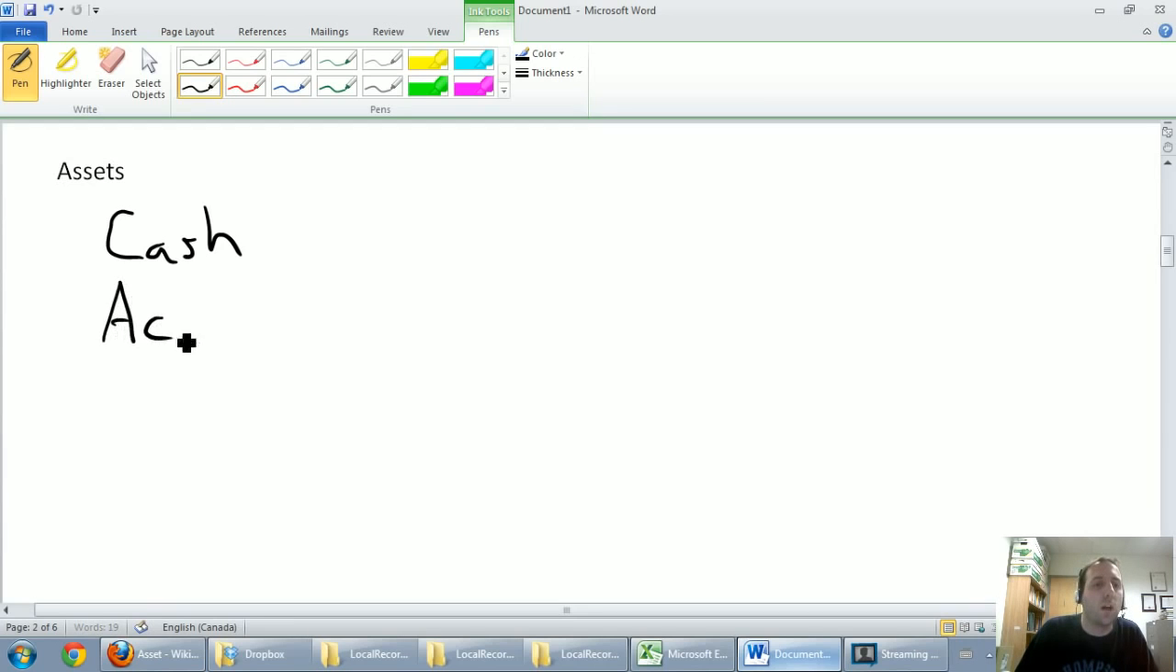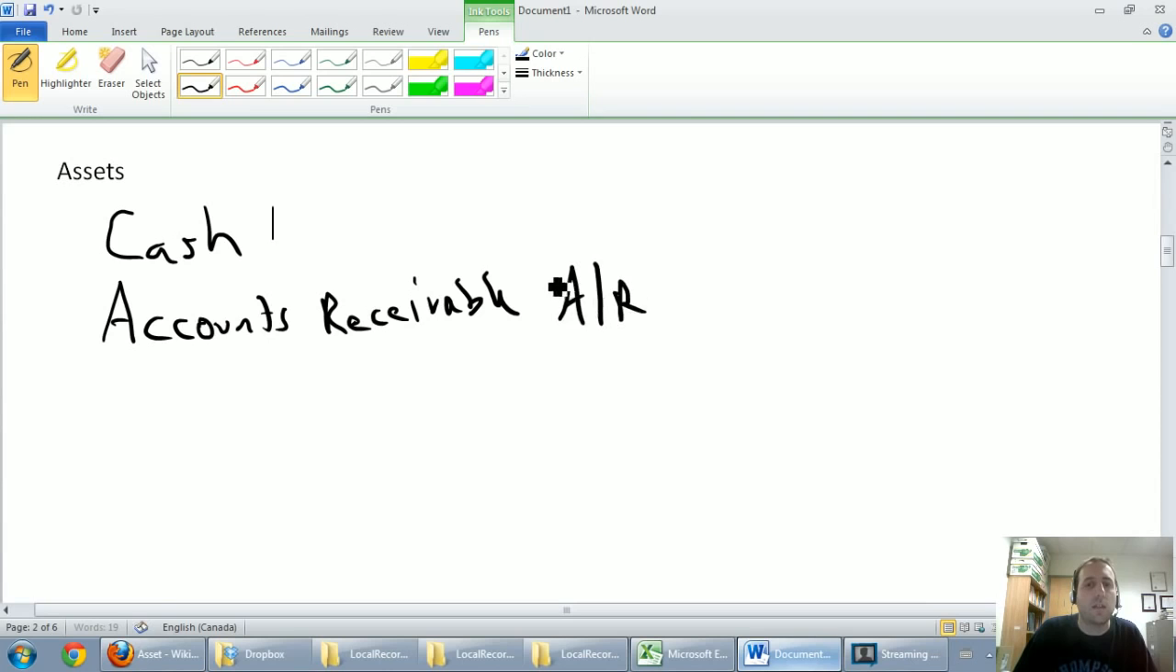Another common type of asset you're going to see is accounts receivable, and the shorthand for that is AR. Accounts receivable are whenever a customer comes in, they buy something from you, and they don't pay their bill right away. They promise they're going to pay later. It's a short-term asset to you. They owe you money. That's an account receivable.